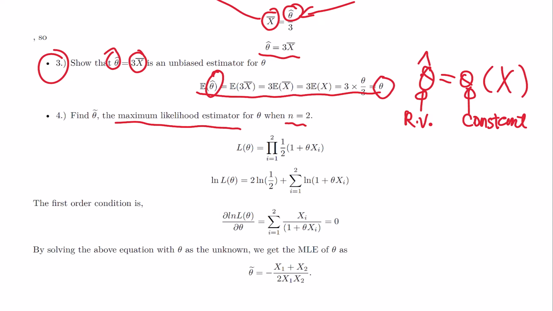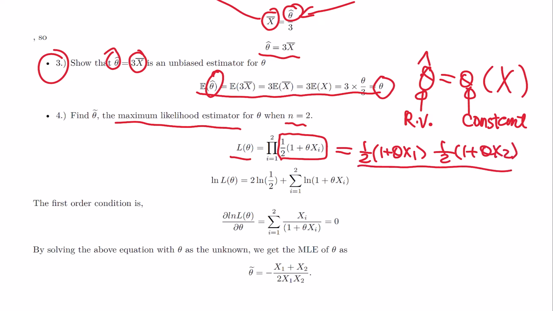So first of all, for the likelihood function, n equals 2, so we basically just multiply these two density functions, for i going from 1 to 2. So basically here it is just 1/2 (1 plus theta x1) times 1/2 (1 plus theta x2). That's the likelihood function, and then we take the log likelihood. That's how we get this.